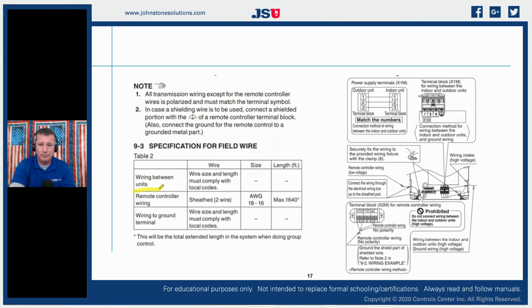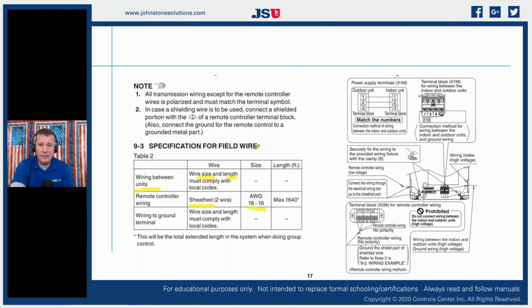This particular one will tell us that the wiring between the units, so this is between the indoor and the outdoor, is not very specific. All it says is the wire size and the wire length must comply with local codes. That's it. And then the remote control wiring, so remote control to the indoor unit, is a sheathed 2-wire, 16 to 18 gauge. It doesn't even specify if it needs to be stranded or solid. So in this particular situation, it is allowing either one to be used. We just have to make sure that we're landing properly in that application.